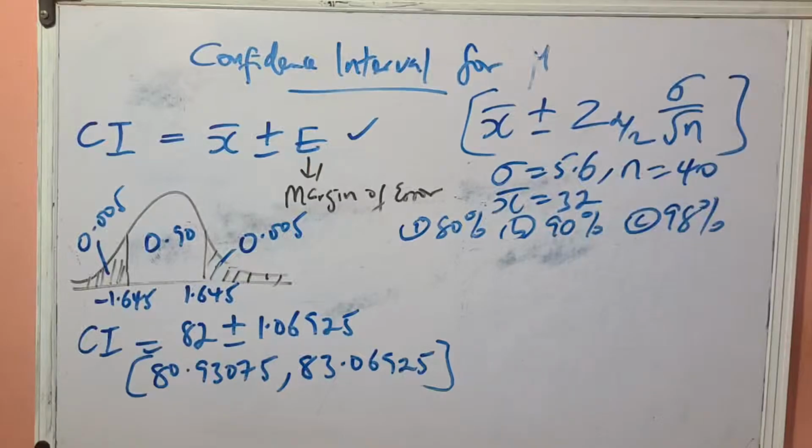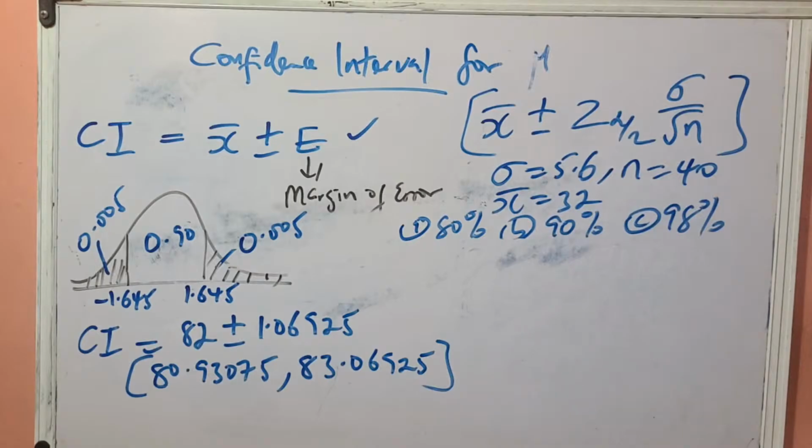Let me get your results. What do you have for the 80% confidence? What did you have? Or are you guys finding it difficult to calculate it?